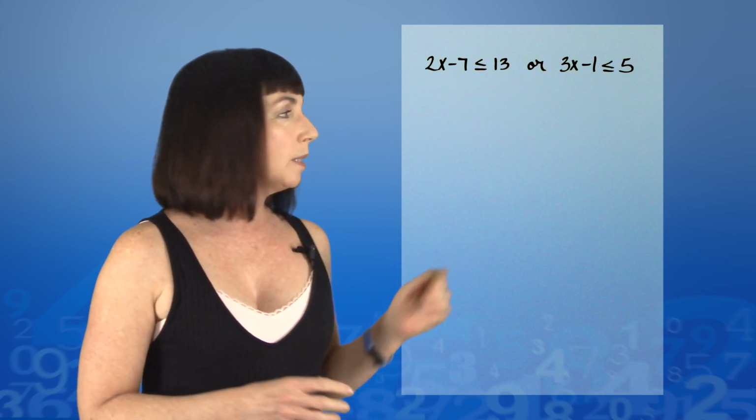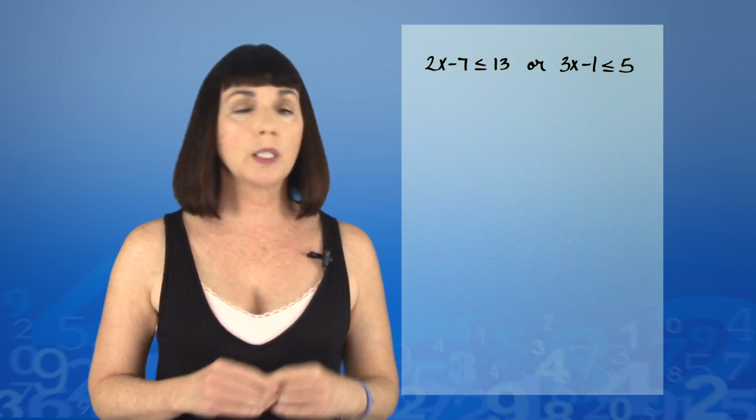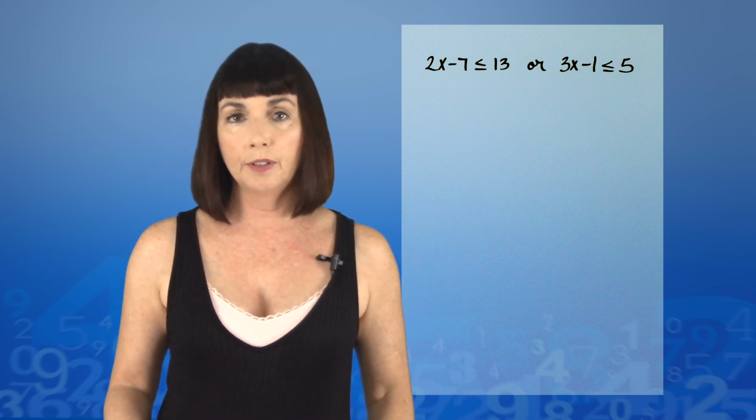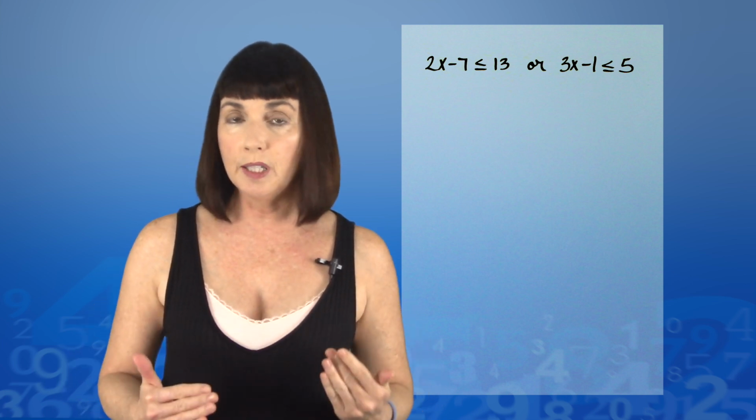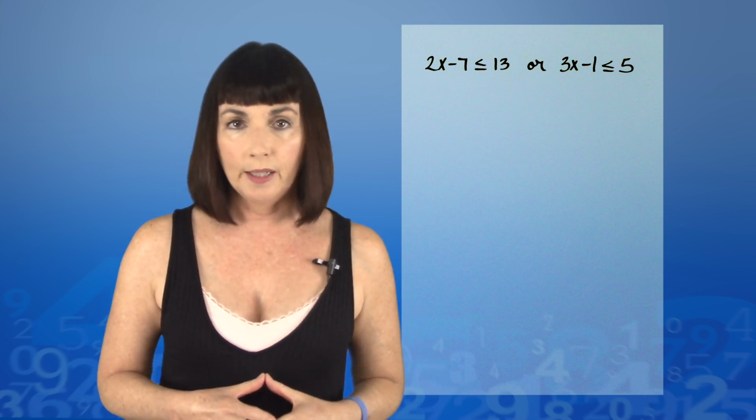I'm Allison from Math Bytes, and we're doing an example of solving compound inequalities. So here's our first problem. We have 2x minus 7 is less than or equal to 13, or 3x minus 1 is less than or equal to 5. We're going to solve both of these inequalities and then come up with our solution set. Let's just take one at a time.